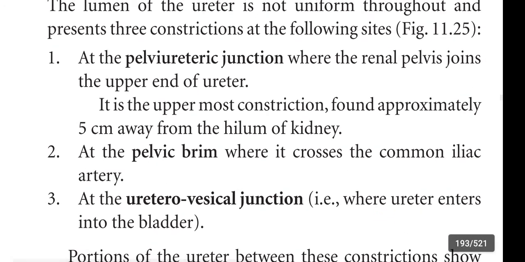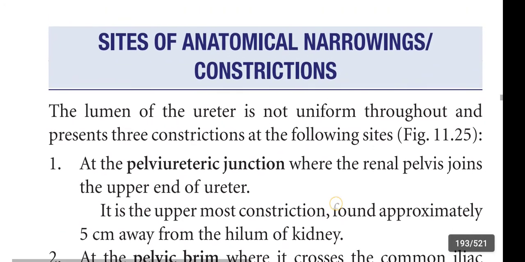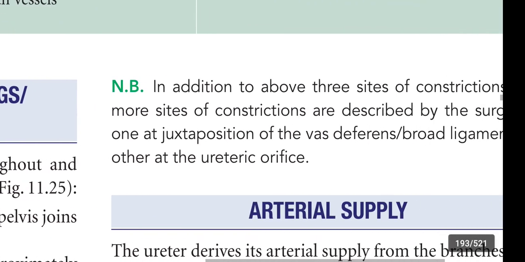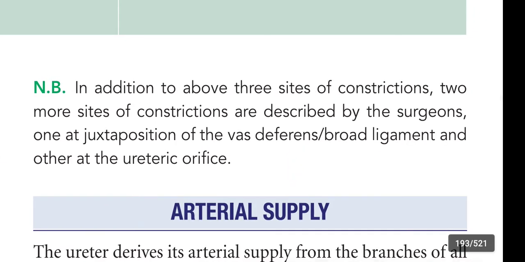What are the three sites? Pelviureteric junction, pelvic brim, ureterovesical junction. These are the three sites where the constrictions are formed in the ureter. In addition to the above three sites of constriction, two more sites of constriction are described by the surgeons. One is the juxtaposition of the vas deferens or broad ligament, and the other is the ureteric orifice.